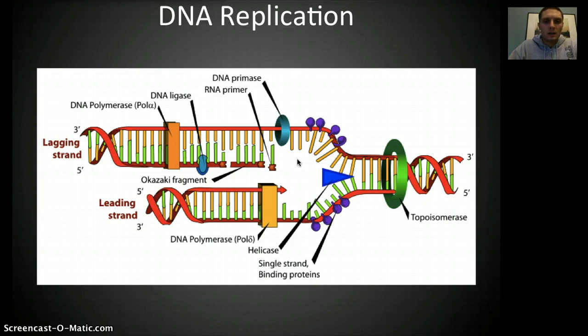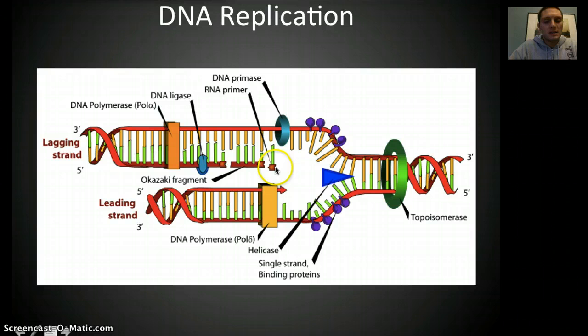What we're seeing in our lagging strand is that because we're moving in the 5' direction, nucleotides have to be added a couple at a time and then put together. Those are something that we call an Okazaki fragment, named after the scientists who discovered this. So basically, a series of nucleotides are added by DNA polymerase after an RNA primer has been laid down. They're added, and then DNA ligase goes backwards and puts all of those Okazaki fragments together.